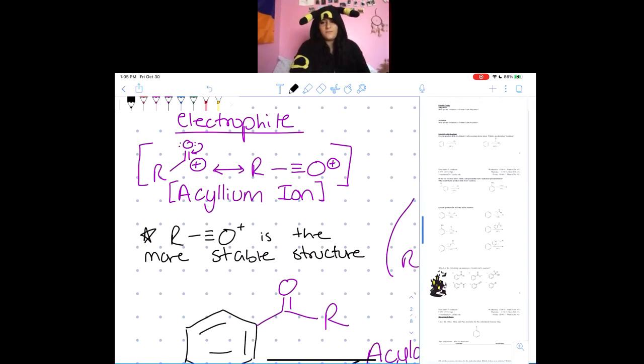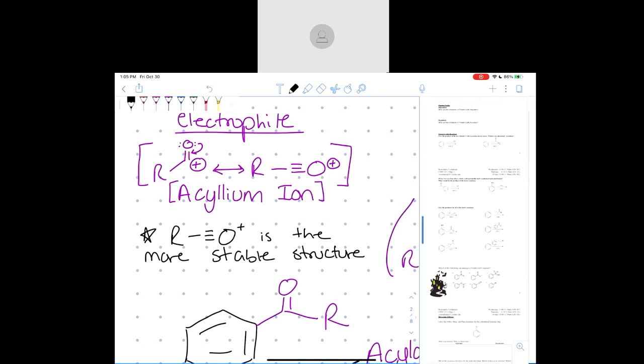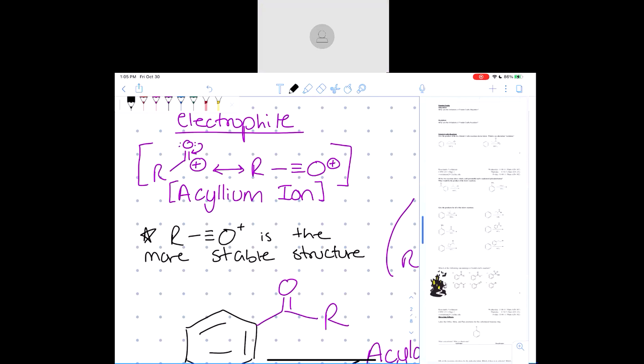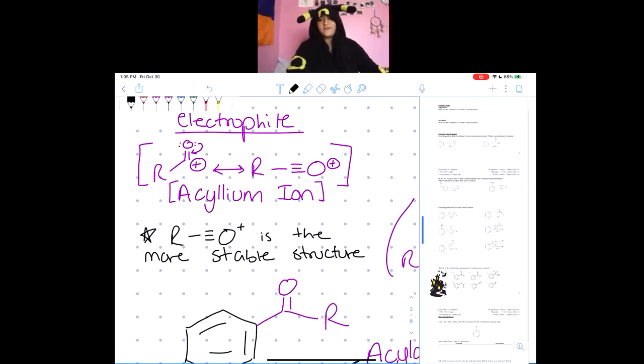Okay. So the electrophile for the alkyl group, is that the carbocation? I'm so sorry, could you say that one more time? No problem. Is the carbocation the electrophile? Yes, it is. So for the alkylation, the carbocation is going to be the electrophile.